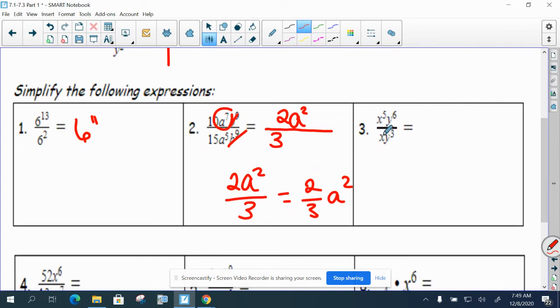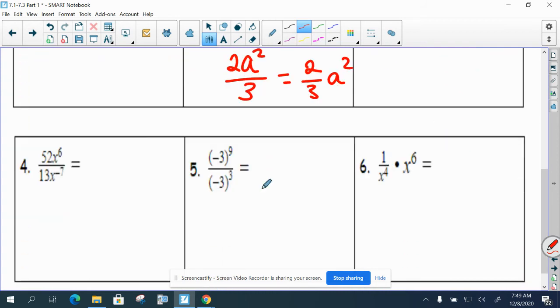Number 3. So we have x to the 5th over x to the 1st would become x to the 4th. Y to the 6th over y to the 3rd would become y to the 3rd, because you subtract. Number 4. 52 over 13, I believe that is 4. And then you have 6 minus negative 7, which is going to become minus negative, plus positive, so that would become 13. So that would be x to the 13th.